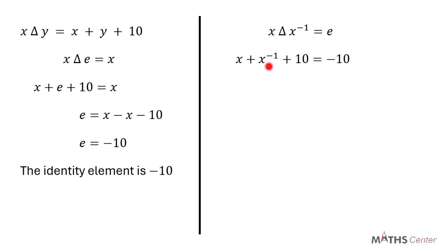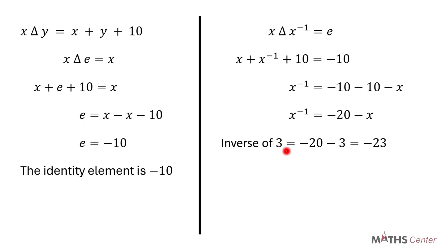We want to find x inverse, which will give us the inverse function. So x inverse will be equal to negative 10 minus x. And this gives us x inverse is equal to negative 20 minus x. So the inverse function is x inverse is equal to negative 20 minus x.